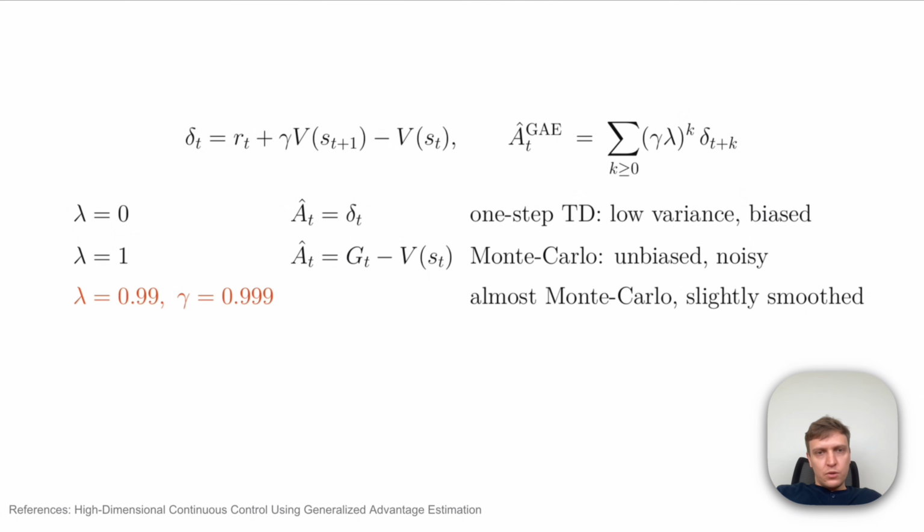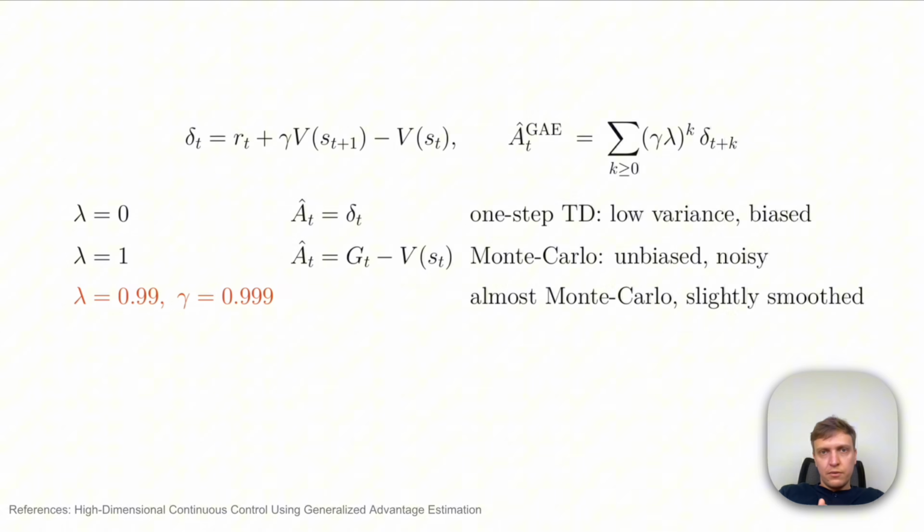If we set lambda to 1, then our advantage will be exactly the Monte Carlo estimation. It will be exactly our return minus our value function, because all these summations will eventually end up canceling each other and we'll get exactly this formula. This approach is unbiased but noisy. And if we choose some lambda somewhere between 0 and 1, we will get something in between.